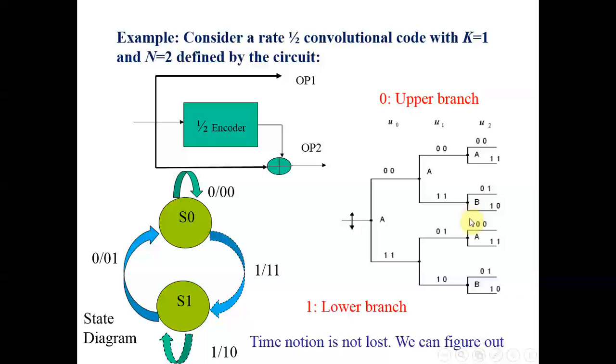The tree is an expanding structure, but the advantage is the time notion is maintained, right? So have you understood this? Again I repeat, the tree upper branch is taken when the input received is 0, lower branch is taken when the input received is 1. Right? The same thing in the state diagram is when you receive 0, it's a solid line transition. When the input received is 1, it's a dotted line transition. So this is the comparison of tree structure and state diagram.